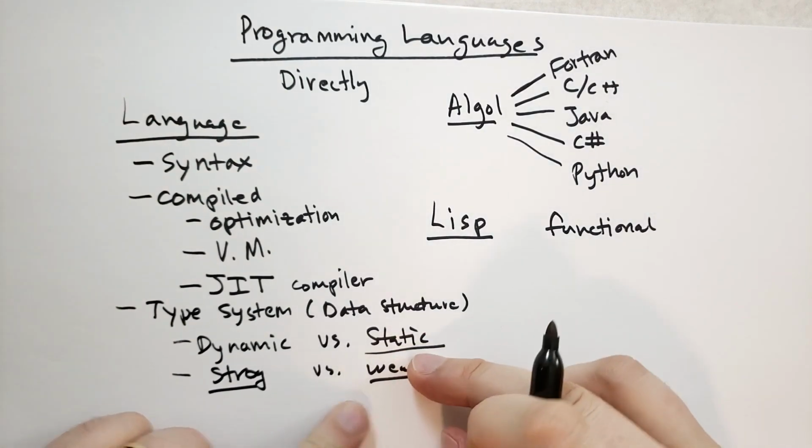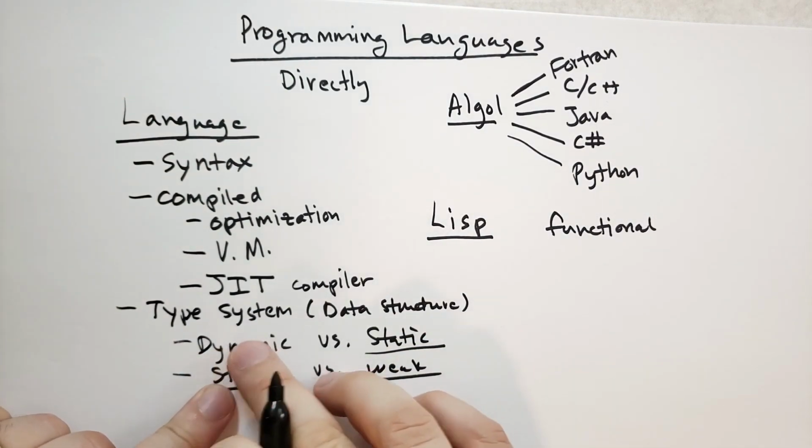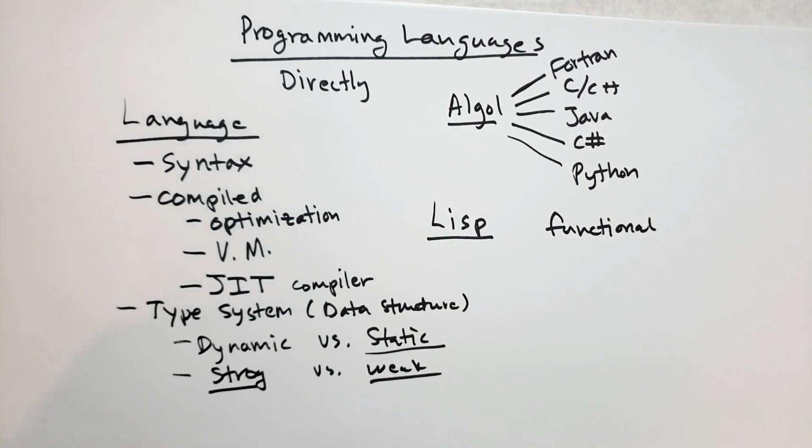Typically, you have static weak or dynamic strong, but I've seen hybrids that do combinations of the above. Java, for instance, is one that does a hybrid approach.